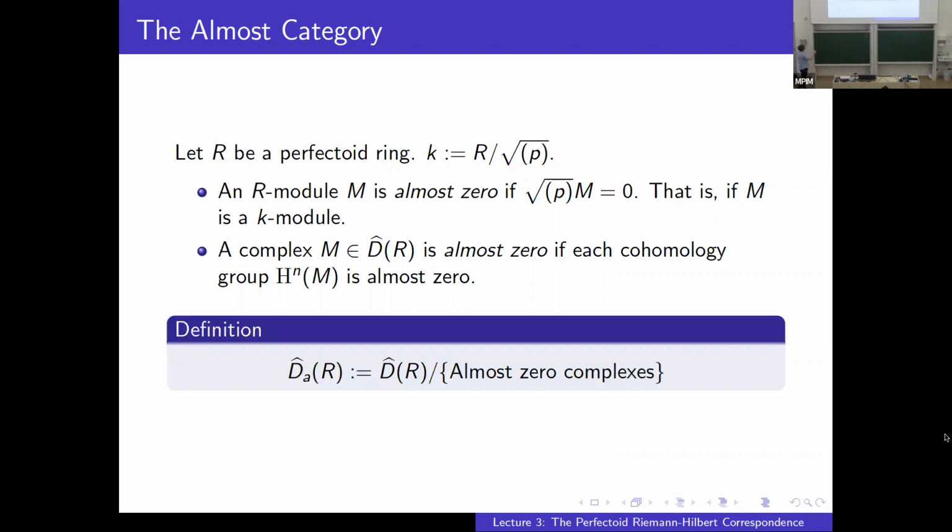So the almost zero complexes form a full triangulated subcategory of D-hat(R), and you can form the Verdier quotient. You divide by the almost zero complexes and you get what's called the almost category of R. I'm going to denote that by D-hat(R) with the decoration a.